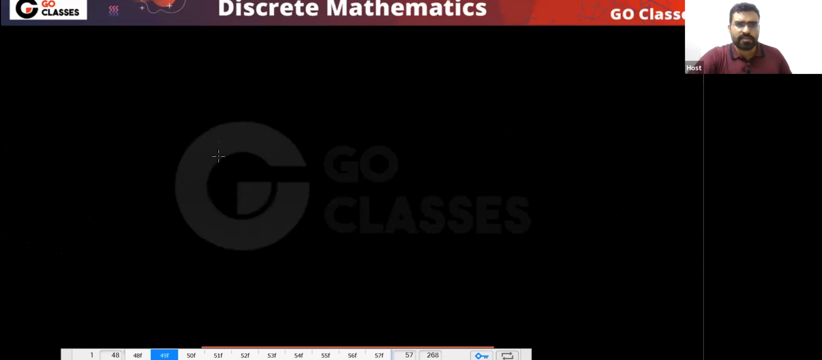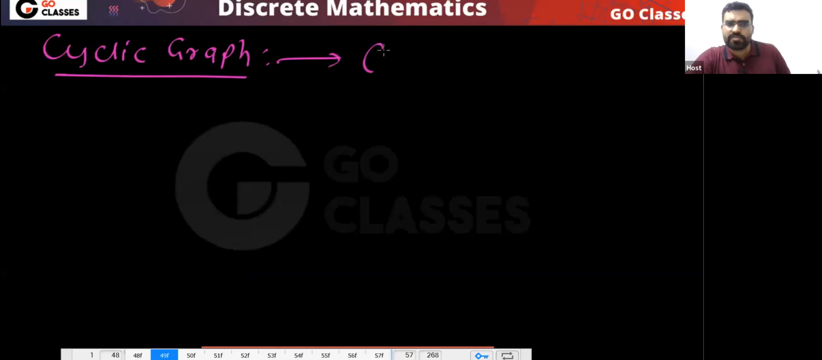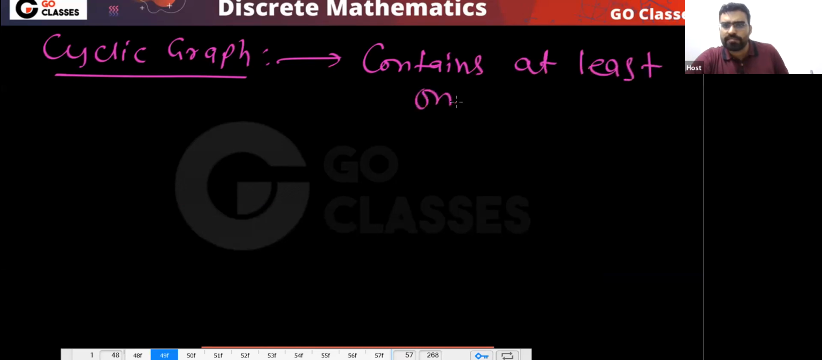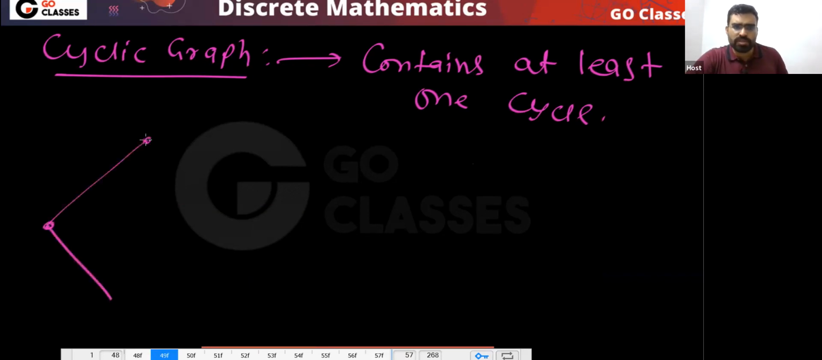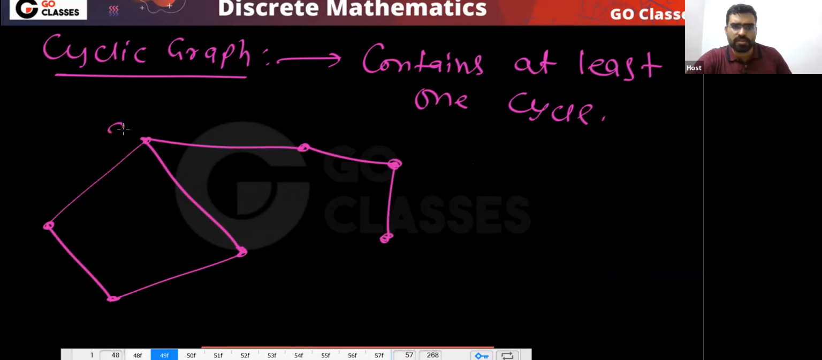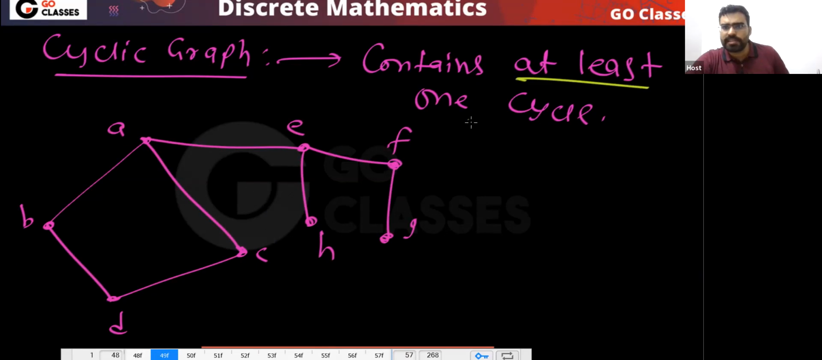Another definition of cycle: if you have a cyclic graph, it simply means it contains at least one cycle. For example, in this graph, with vertices A, B, C, D, A, F, G, H, this graph is cyclic because there is at least one cycle. This is your cycle. So this is a cyclic graph.